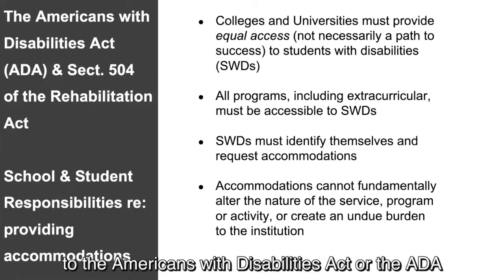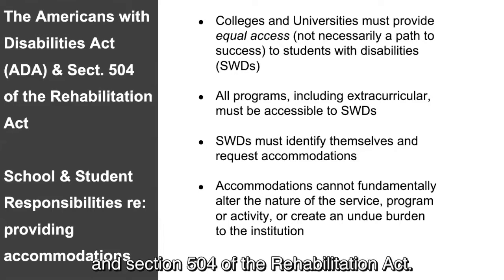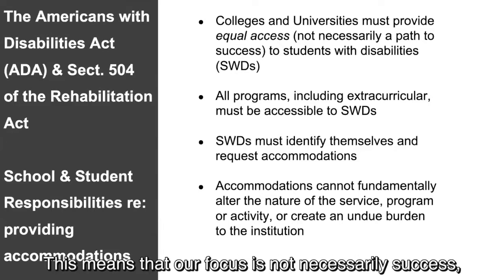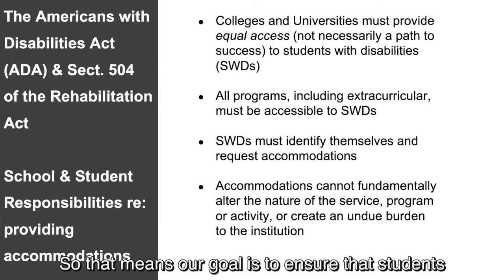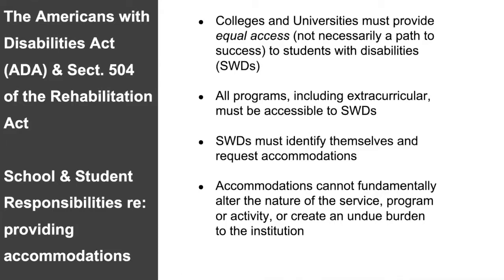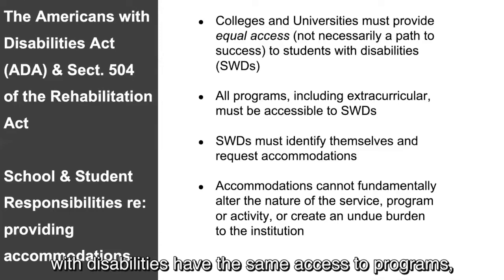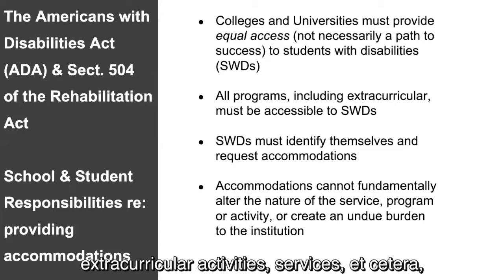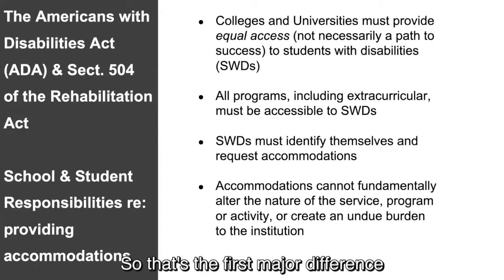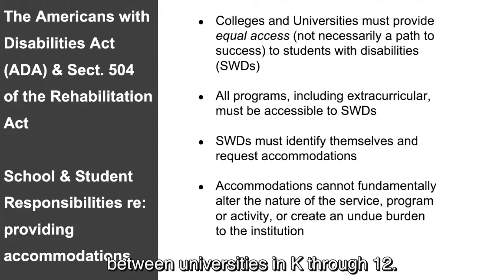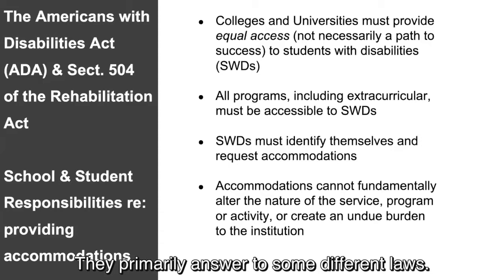Universities, on the other hand, answer to the Americans with Disabilities Act, or the ADA, and Section 504 of the Rehabilitation Act. This means that our focus is not necessarily success, but is primarily focused on equal access. So that means our goal is to ensure that students with disabilities have the same access to programs, extracurricular activities, services, etc., that they have the same access as their non-disabled peers. So that's the first major difference between universities and K through 12. They primarily answer to some different laws.